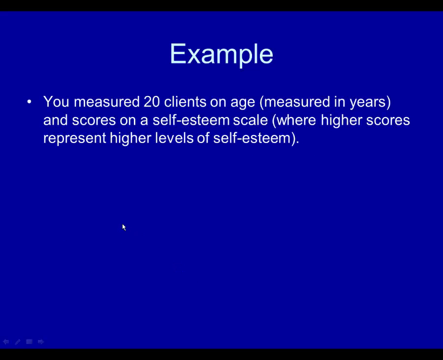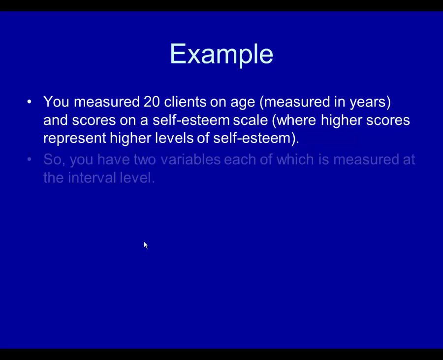Here's an example. You measured 20 clients on age, measured in years. That would make it interval. But if it's just above or below 20, that would not be interval. Interval would be measured in years. And scores on a self-esteem scale. In this example, higher scores represent higher levels of self-esteem. Always be careful about that when you're doing research.